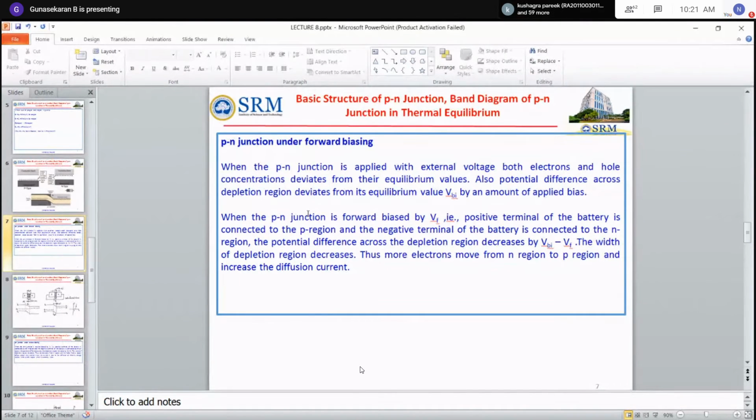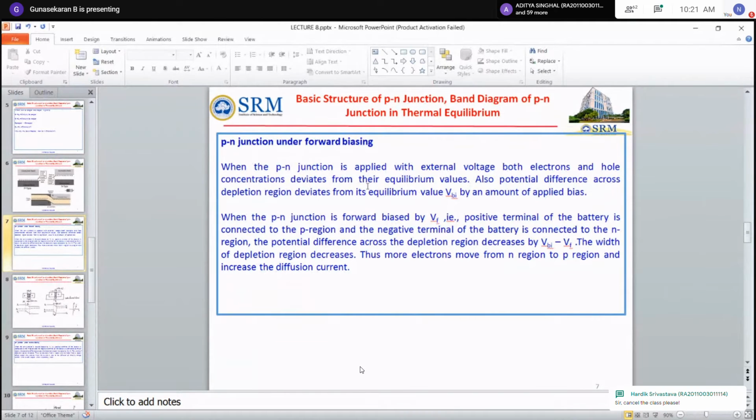Tell me, what about the forward bias? I think you studied it in the lower classes. The positive terminal of the battery is connected to the P region and the negative terminal of the battery is connected to the N region. Okay, correct. So when the PN junction is forward biased, the P side is connected to positive and the N side is connected to negative.